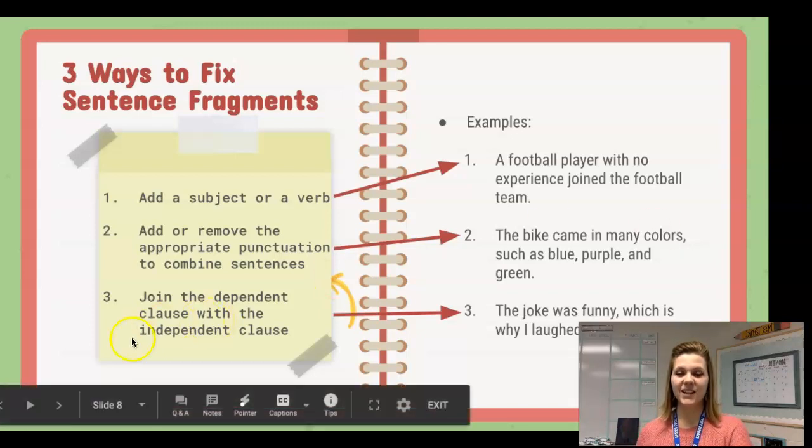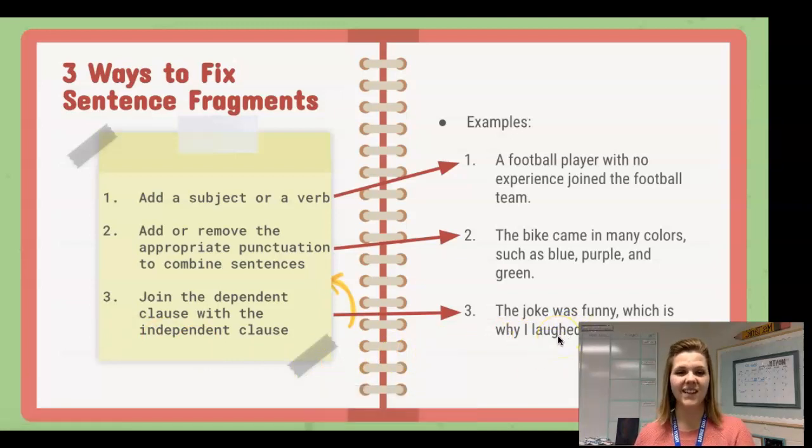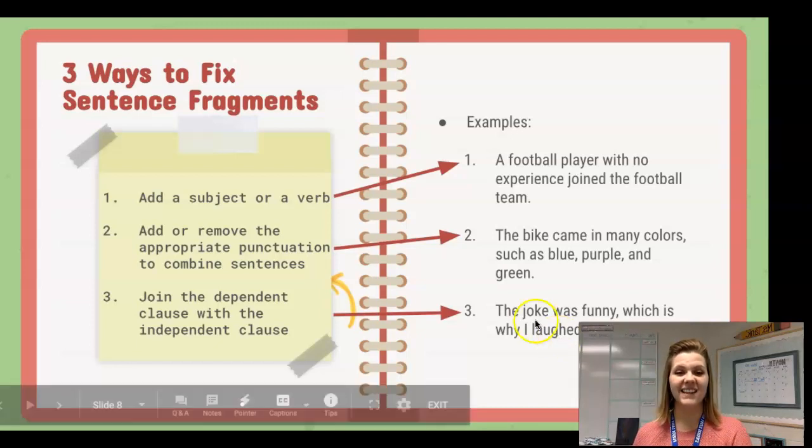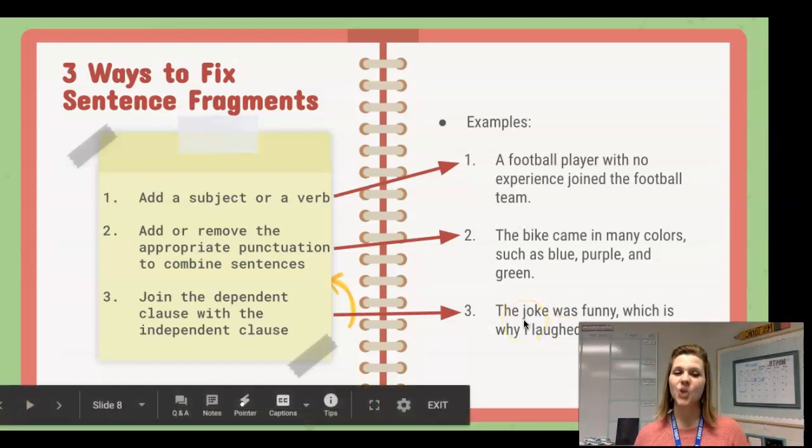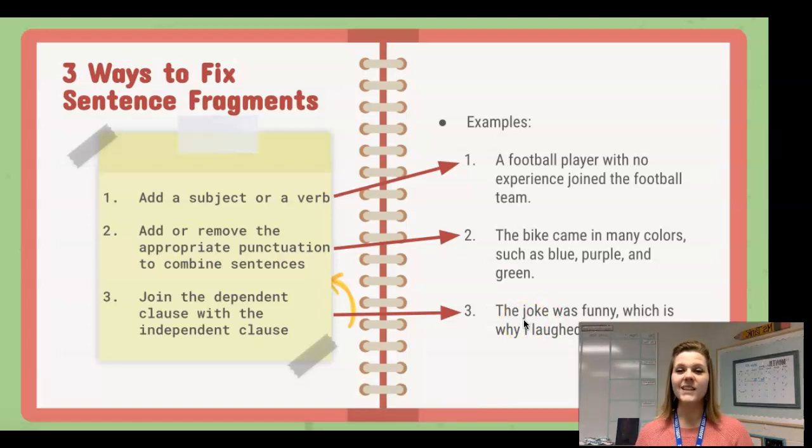And my last strategy is to join the dependent clause with the independent clause. Originally, the sentence just said, "which is why I laughed." That is a dependent clause. To fix it, I've added the independent clause. "The joke was funny, which is why I laughed." So these are the three different ways that we can fix a sentence fragment.